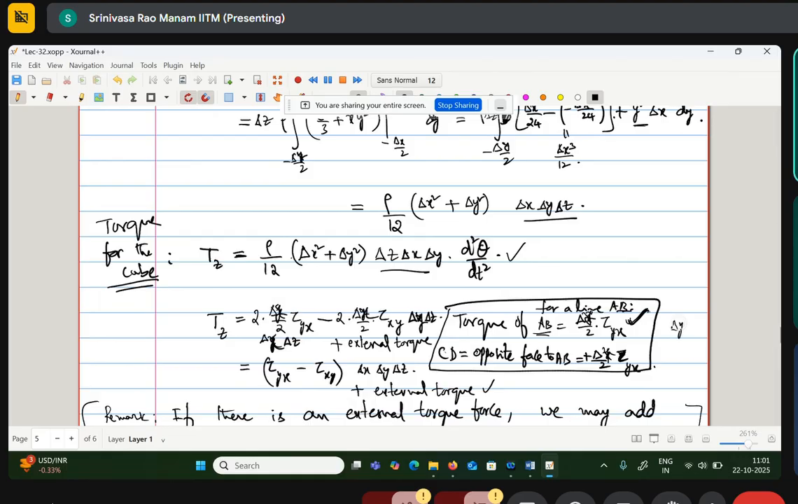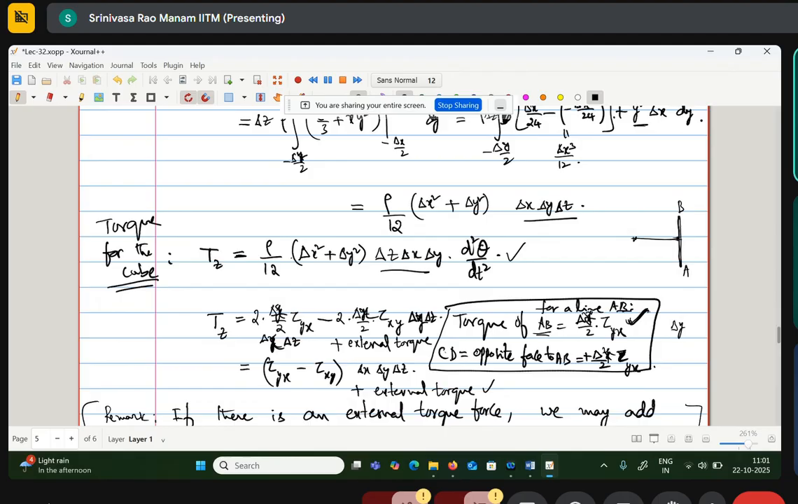Don't worry. We are doing AB, which is along the y-axis. You're only looking at one point. What is the torque here? The distance is delta y by 2. This distance is x only. Into that force. That force is tau x by 2. I think I'm right. I'm sorry.